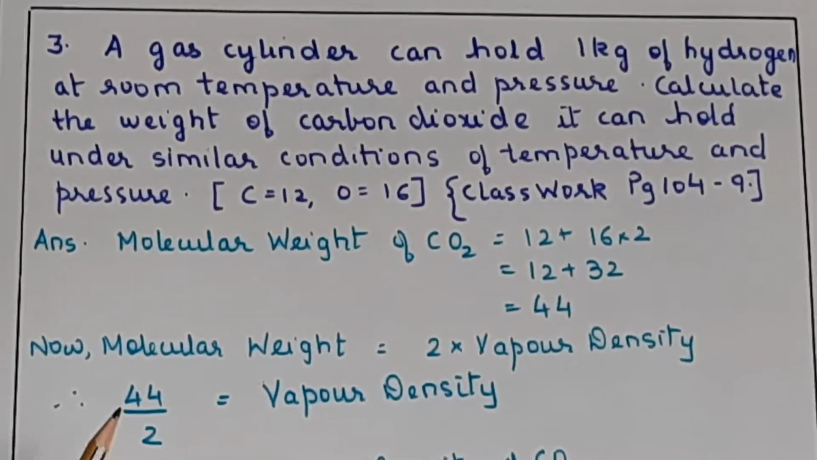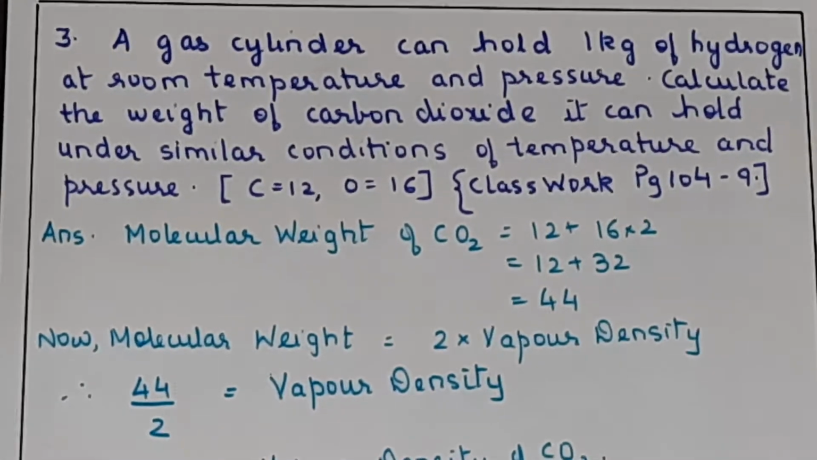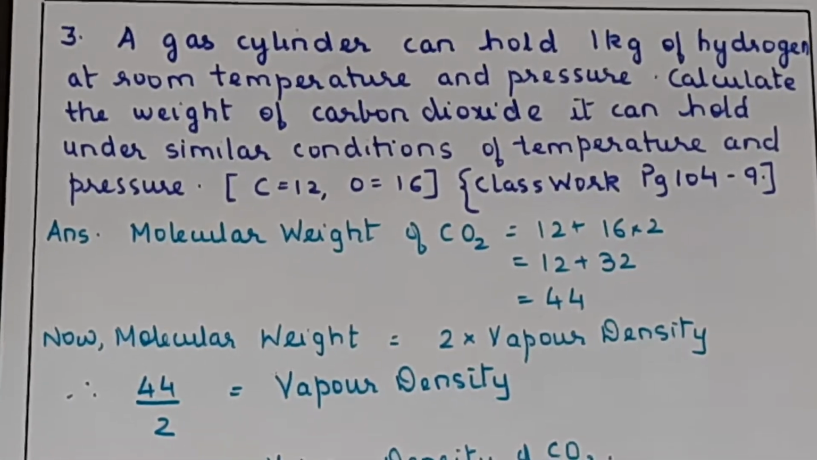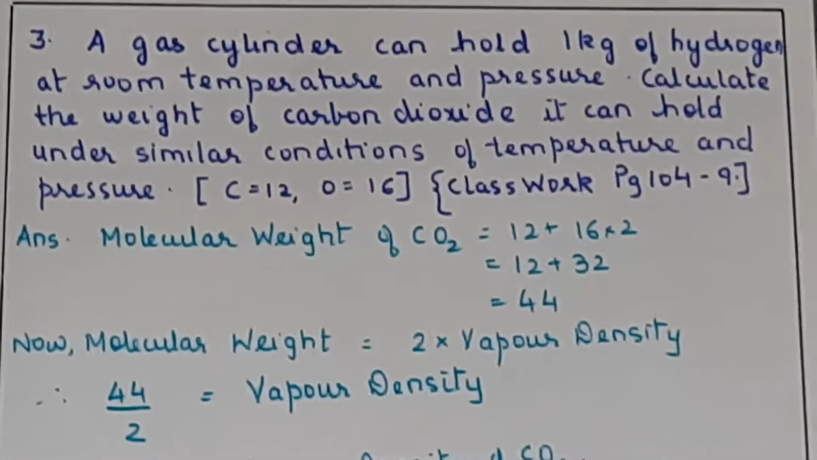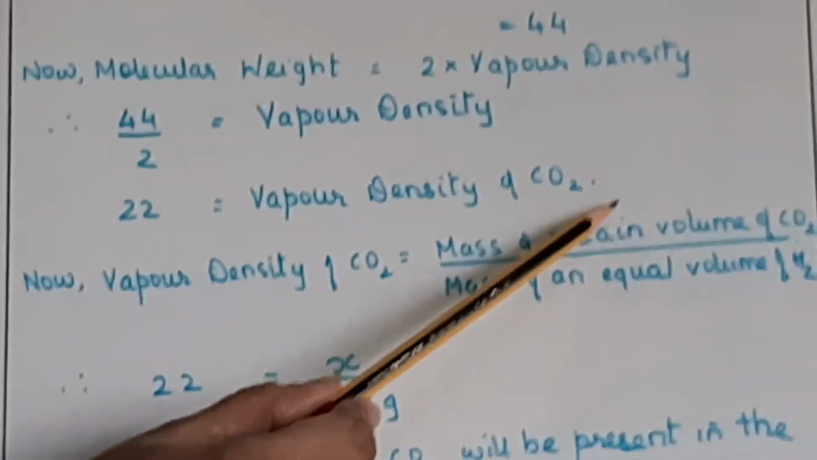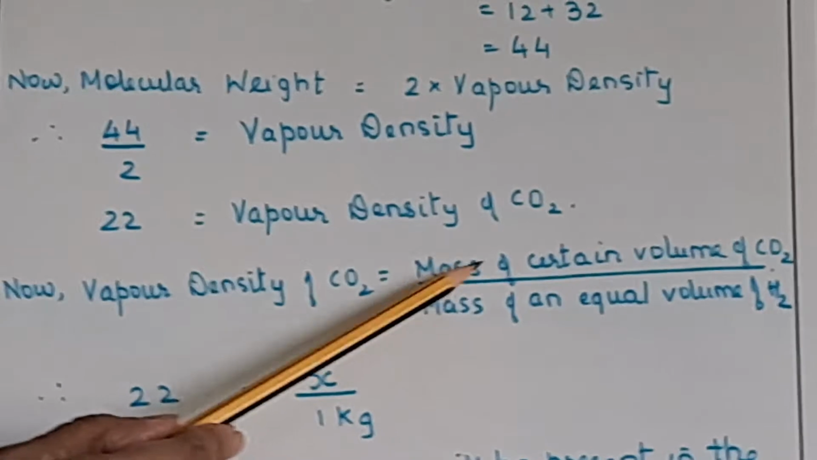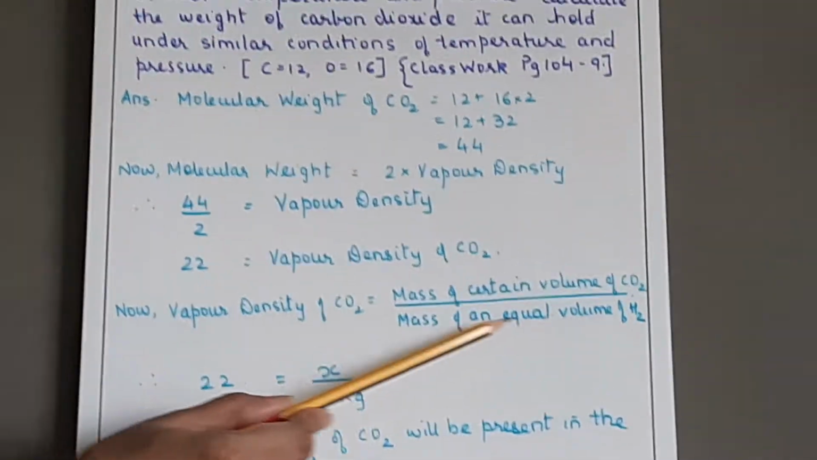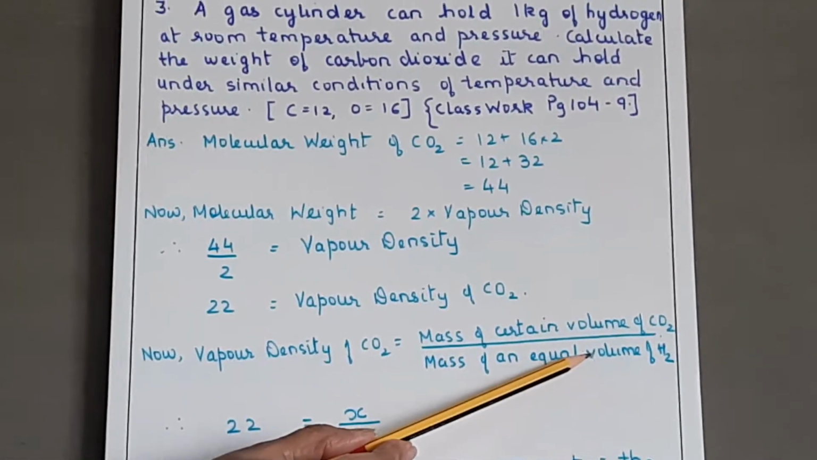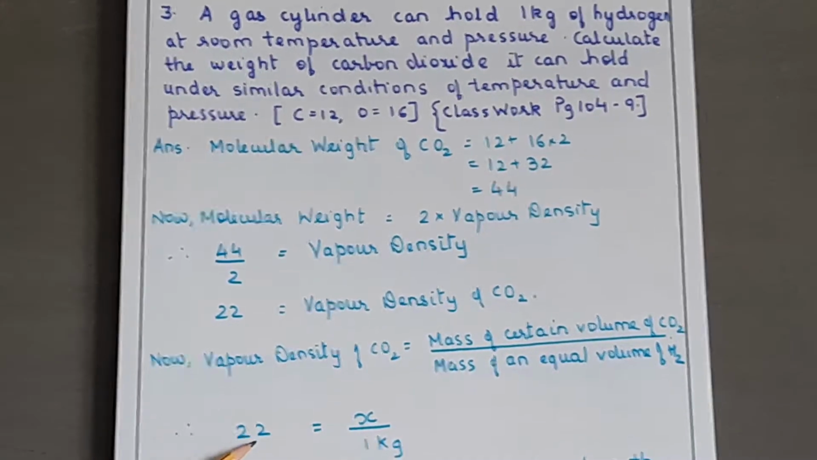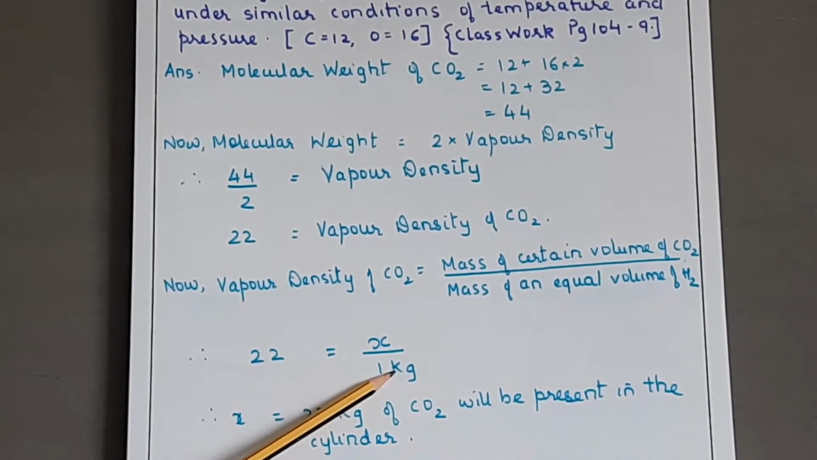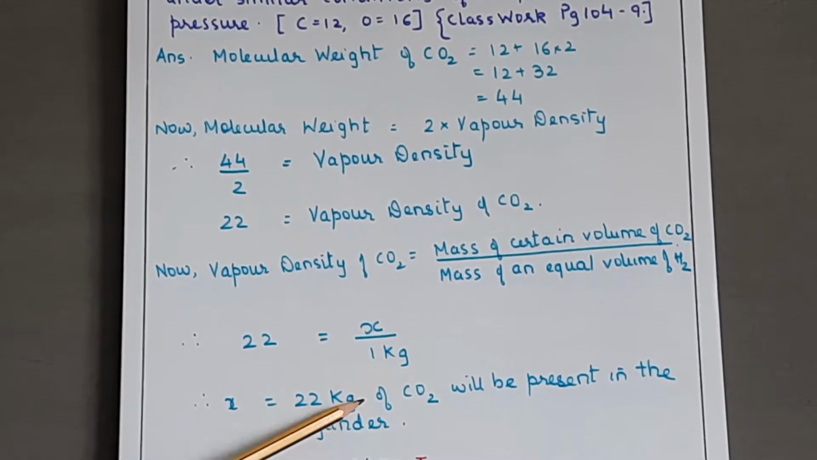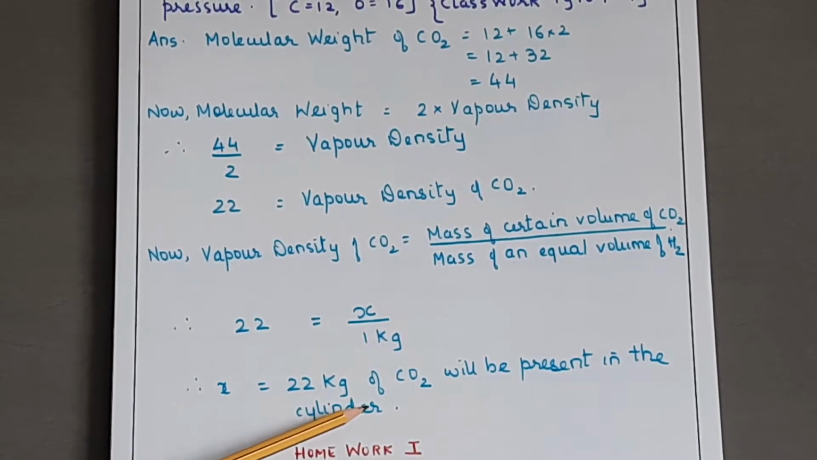Now you will substitute the vapor density in this formula. Vapor density of CO2 is mass of a certain volume of carbon dioxide. Now this is our unknown. They are telling us to find the weight of carbon dioxide the cylinder can hold, right? So this is our unknown, and equal volume of hydrogen is told to you, 1 kilogram, correct? So now you substitute: vapor density 22 is equal to x upon 1 kg. So x will be 22 kg of carbon dioxide present in the cylinder.